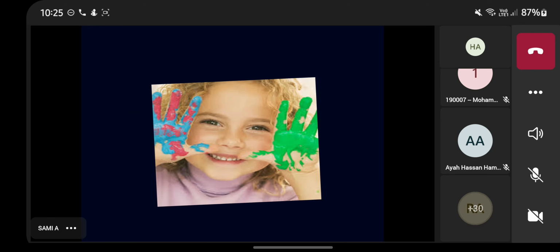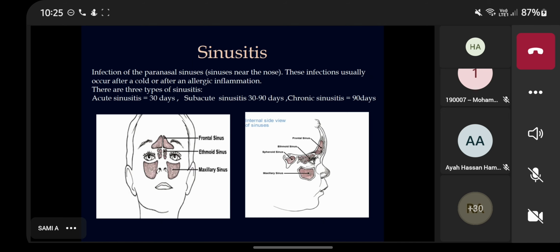Now, moving to sinusitis. By definition, it is an infection of the paranasal sinuses. This infection can occur after a cold or after allergic inflammation. Sinusitis is classified as acute, subacute, or chronic, and this all depends on the duration of symptoms. So acute sinusitis is less than 30 days, subacute is 30 to 90 days, and chronic is more than 90 days.